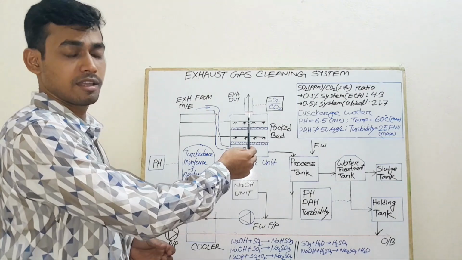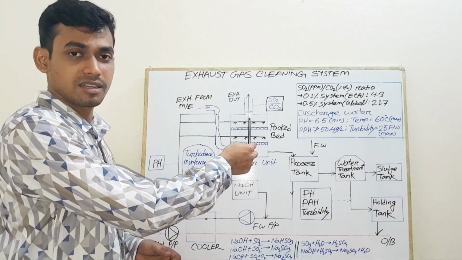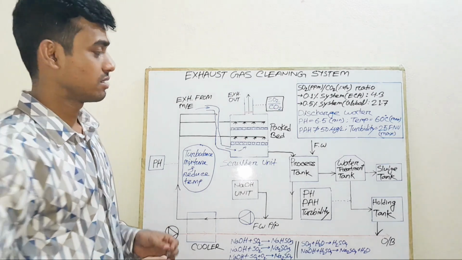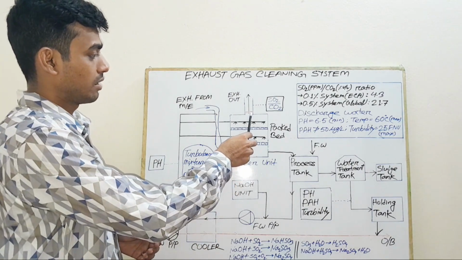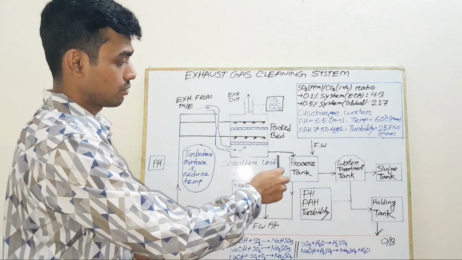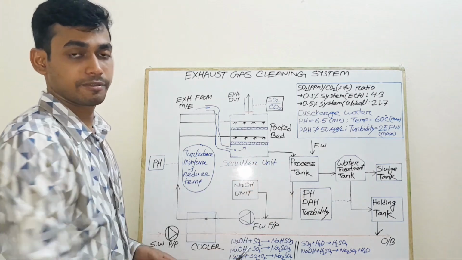Here is the water droplet separator. If any water droplet is carried with the exhaust gas, it is separated here, and all the water remaining is going to the process tank.